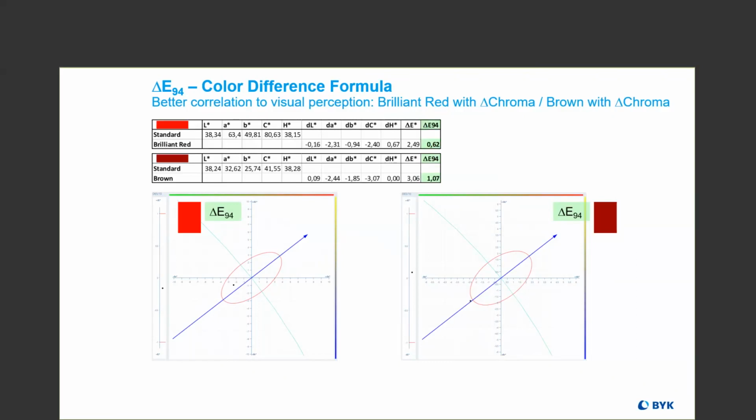And the reason for that is because if you look at the C value, the brilliant red standard has a C value of 80, and the brown standard has a C value of 41. And again, we have larger visual tolerances for more chromatic colors. So with that brilliant red, our eyes are going to be a bit more forgiving of differences in that red color, and so is the DeltaE 94 equation. Whereas the brown, since it has lower chroma, it's not going to be as forgiving for differences in chroma or anything as for higher chroma colors.